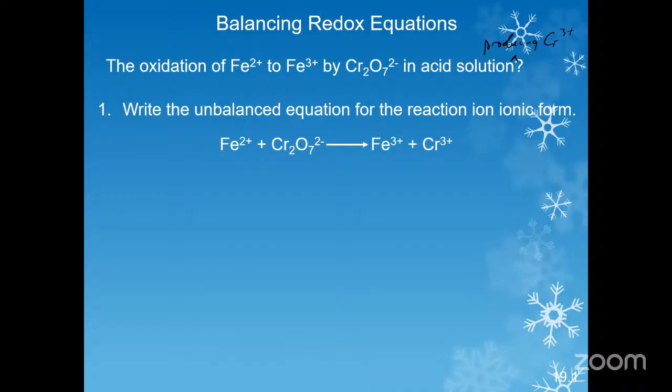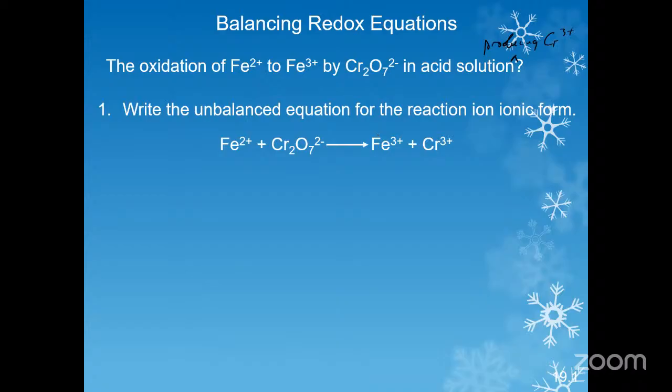Now, in some questions, they may give you this equation directly. In that case, you don't need to figure it out because that is provided. But just in case you're given a description like this in words, then you'd have to figure out what the reactants are, what the products are, and you set up your unbalanced equation. Okay, the next step is that we separate this unbalanced equation into two half reactions, right?